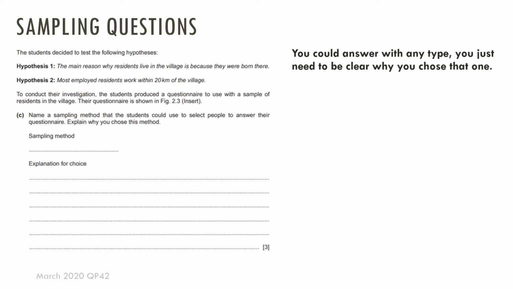So what do sampling questions look like? Here's one for you. Students decide to test the following hypotheses. Name the sampling method that students could use to select people to answer their questionnaire. Explain why you chose this method. So really, with these types of questions, often it doesn't really matter which one you select, but you have to explain the rationale behind your choice, and perhaps that's the most important part.